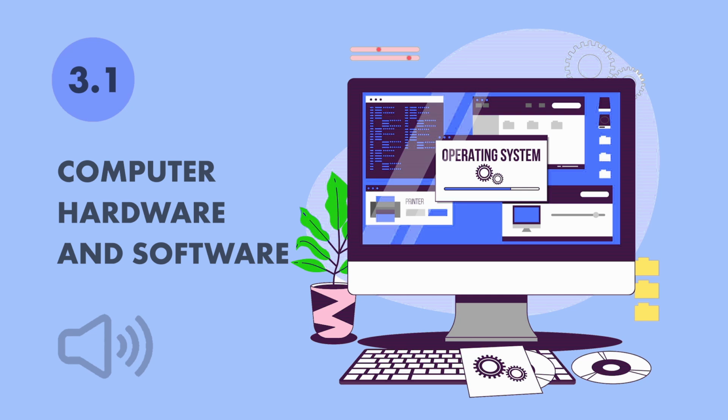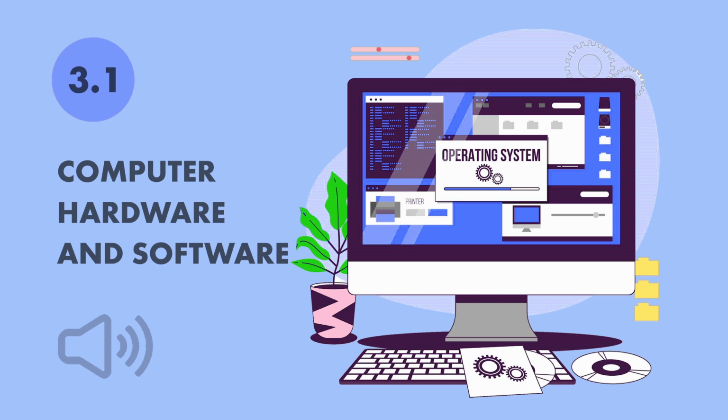System unit. System unit is the box that contains the central processing unit, CPU. Inside the system unit, there are internal hardware components like CPU, RAM, motherboard, hard disk drive, and CD, DVD, ROM.